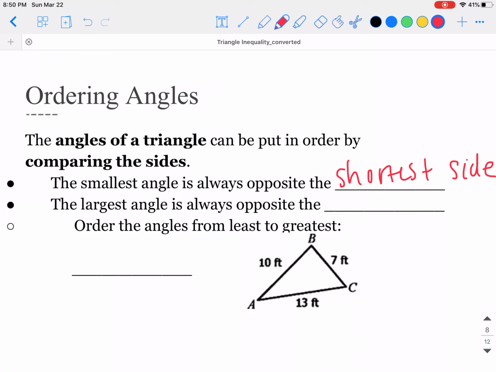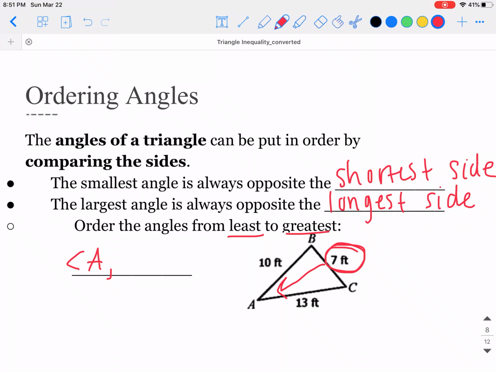So looking at this diagram to the right, we can order the angles from least to greatest. Because we're starting with the least, we want to find the smallest side, because we know the smallest angle is always opposite the shortest side. So the shortest side of this triangle is 7 feet. That's side BC. The opposite angle is going to be the smallest angle. So the smallest angle is angle A.